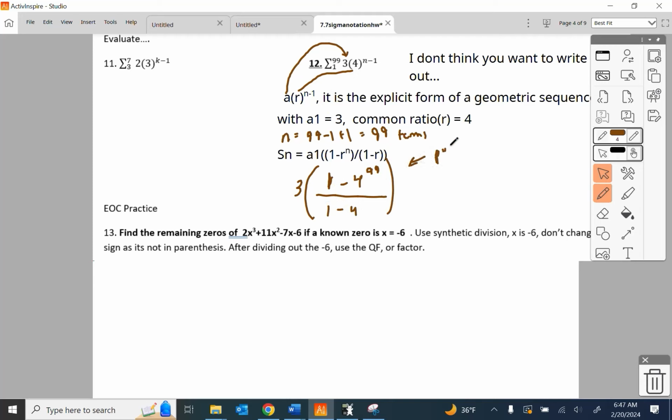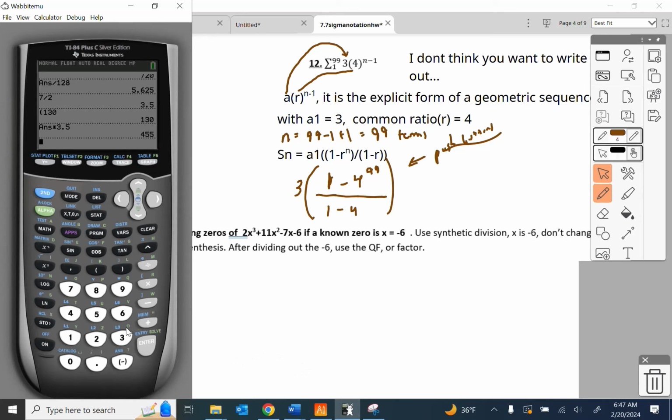And now what I'm going to do is push buttons. That's all I'm going to do. What do we got here? We got 3 out front, parentheses. Let's go to math, num, n over d. You'll have your best luck here. Top is 1 minus 4 to the 99th power. The bottom is 1 minus 4. If you don't know that's negative 3, just type in 1 minus 4, arrow out, close your parentheses, be done with it.